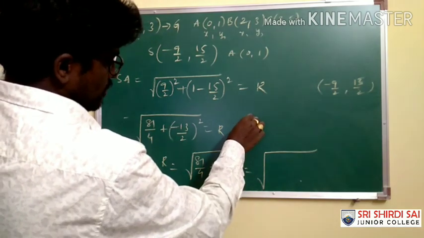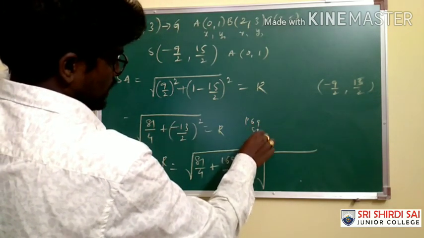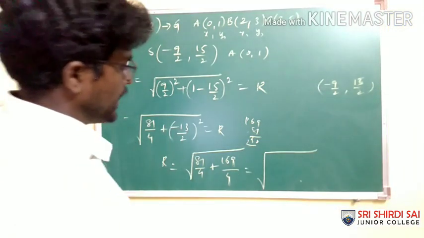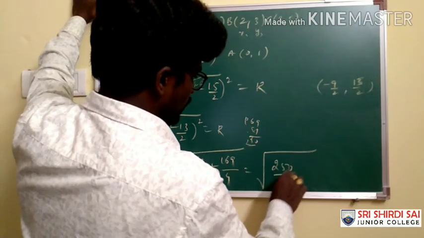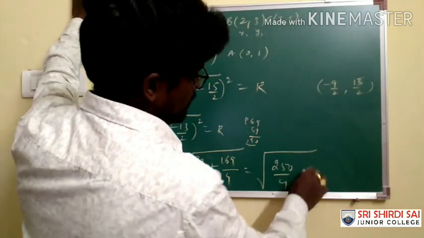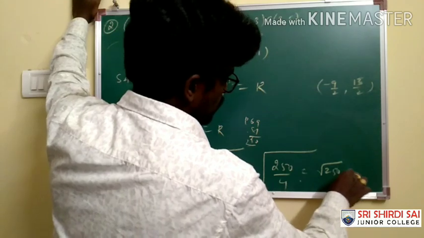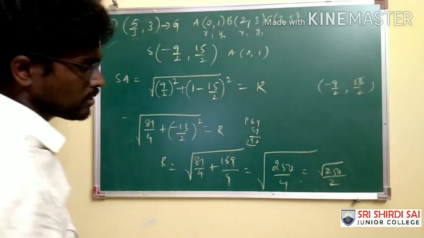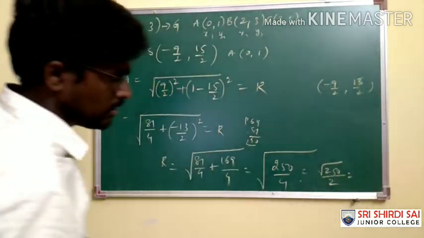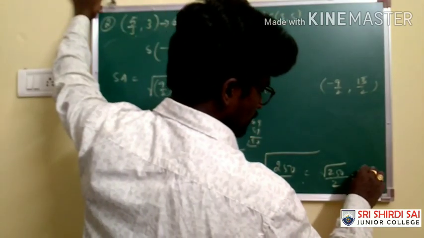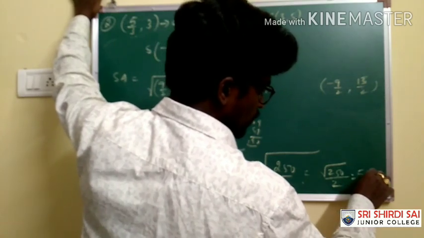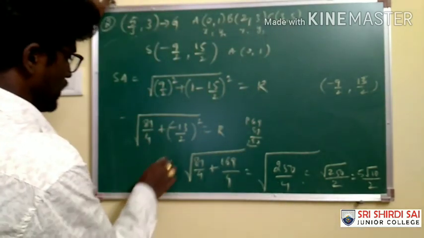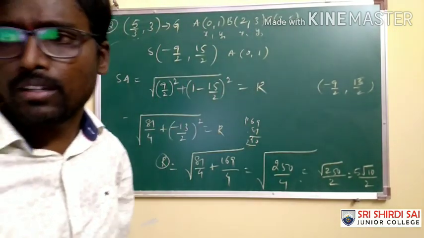Okay, 169 and 81, 10, 14, 15. Okay, 250, that is 169 plus 81. 250 by 4 means you are getting square root of 250 by square root of 4, that is equal to 2. What is square root of 250? How can you write it? You can write this as 25 into 10. Square root of 25 is 5. So root 10 by 2 means 5 by 2 root 10. What is the circumradius? 5 by 2 root 10.